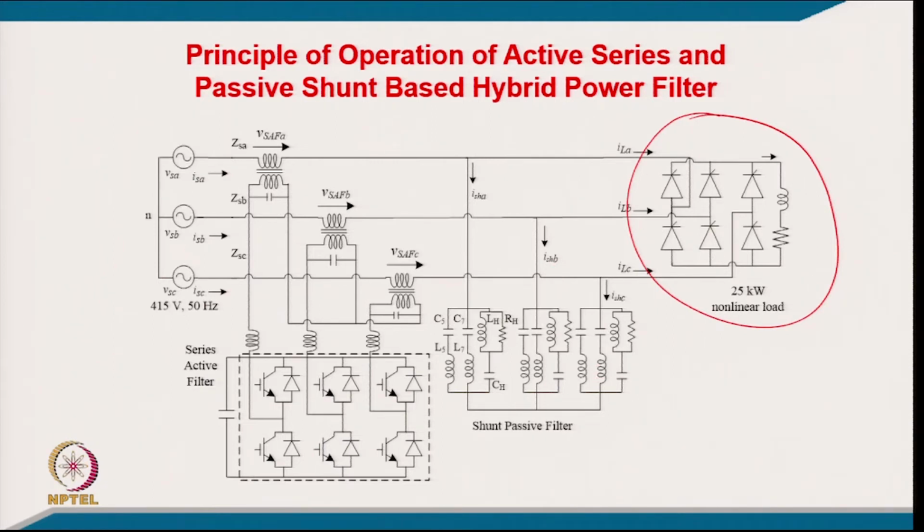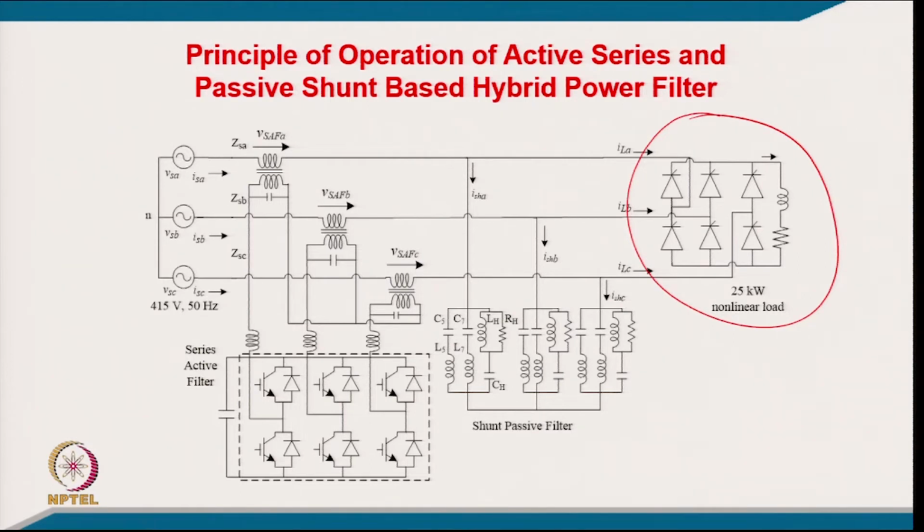Now, this series active filter is making this passive filter more effective by injecting appropriate voltage here, so that you are able to force the entire harmonic current required by the load into this passive filter. And moreover, it avoids the resonance also, and the rating of this active filter is hardly 4 to 5% only. So, the 95% rating goes to the passive filter.